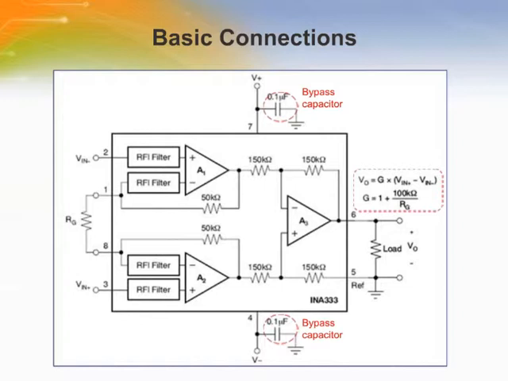Gain of the INA333 is set by a single external resistor, RG, connected between pins 1 and 8. The stability and temperature drift of the external gain setting resistor, RG, also affects gain. To ensure stability, avoid parasitic capacitance of more than a few picofarads at the RG connections.